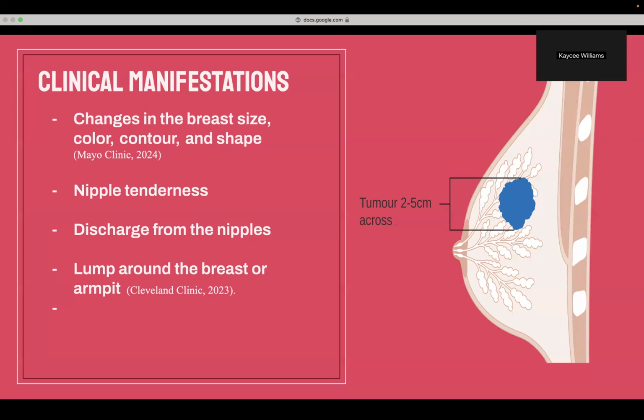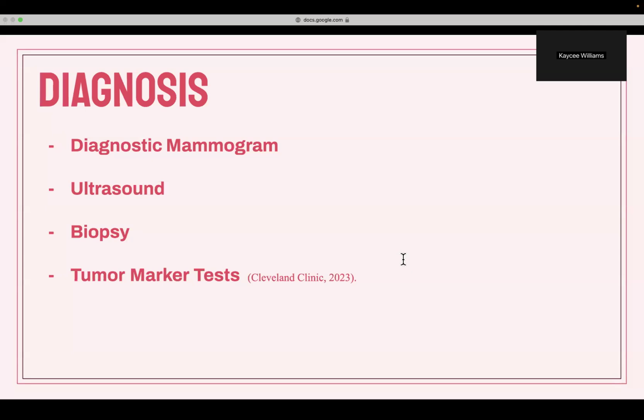And women can have nipple tenderness during ovulation, or during their menstruation cycle. So it can be tricky if maybe just one or two of these symptoms appear. It can be tricky for the woman to catch on that this is breast cancer. Moving on.